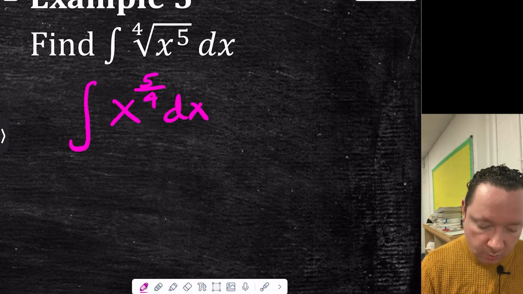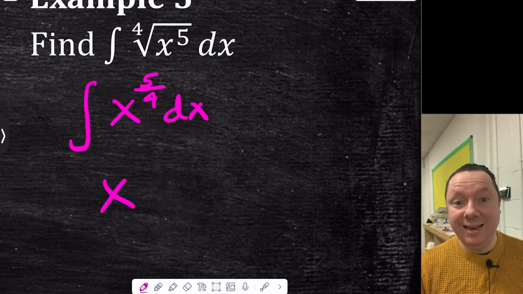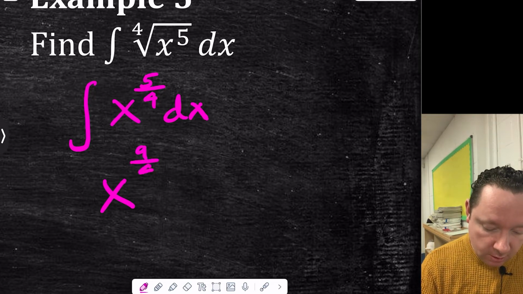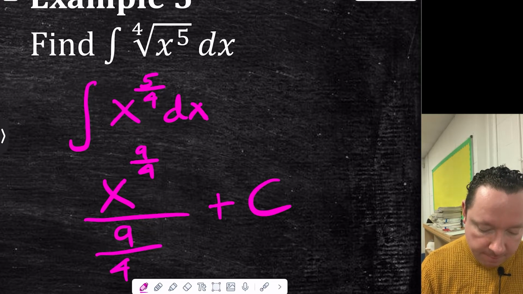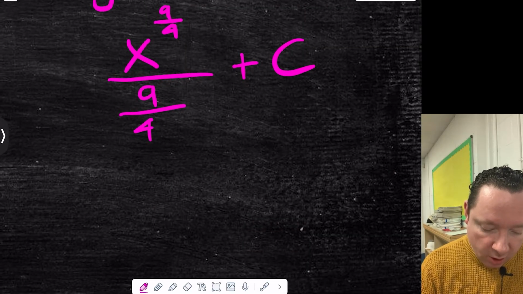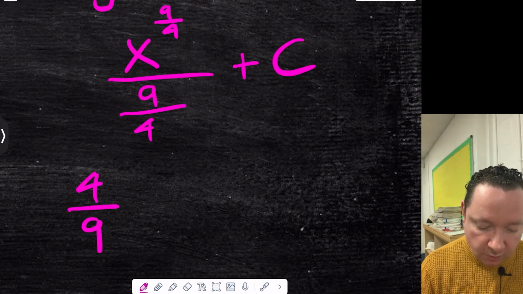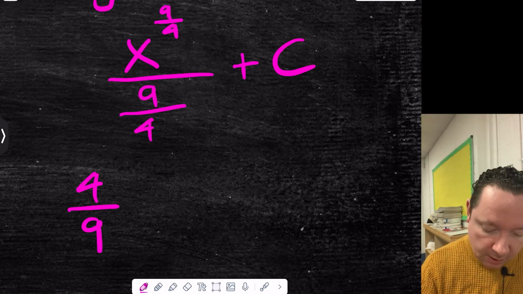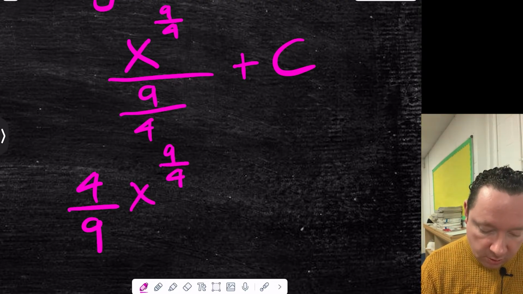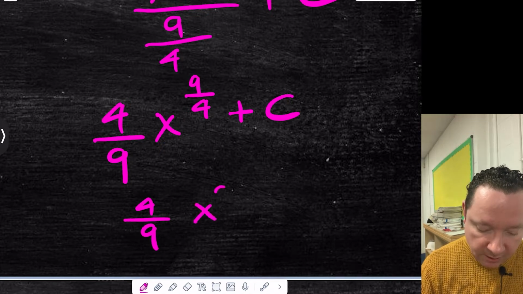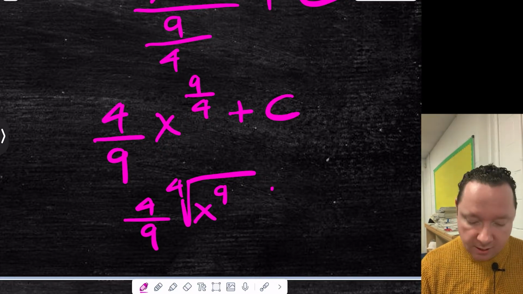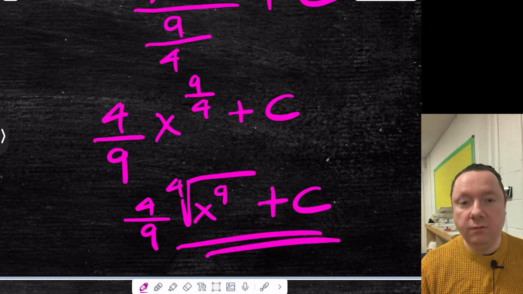Add 1 to the power, so we now know that that's 5, 6, 7, 8, 9 quarters. Dividing by 9 quarters then, adding c. Divided by 9 quarters is the same as timesing by 4 ninths, as we've already seen. So just flip it upside down, x to the 9 quarters plus c, and then putting it back in its original form just because we can, that's 4 ninths. Remember, we keep the x to the 9, we write a root, and it's the fourth root of x to the 9 plus c. And we're done for that.